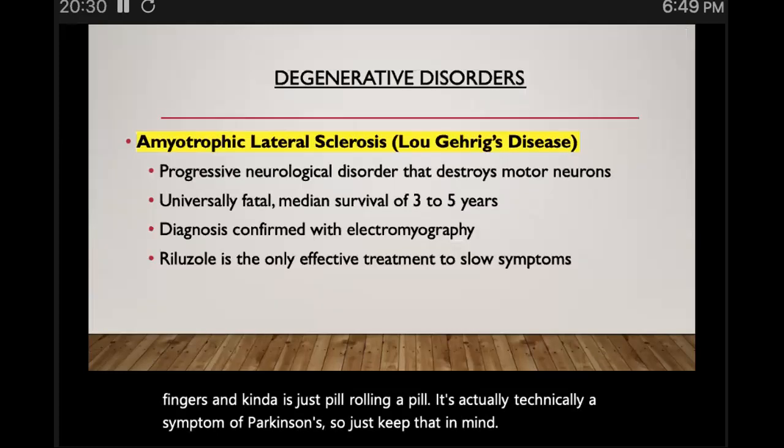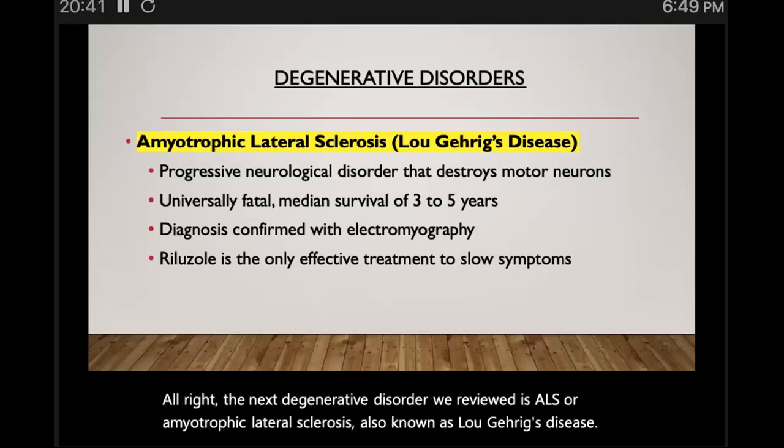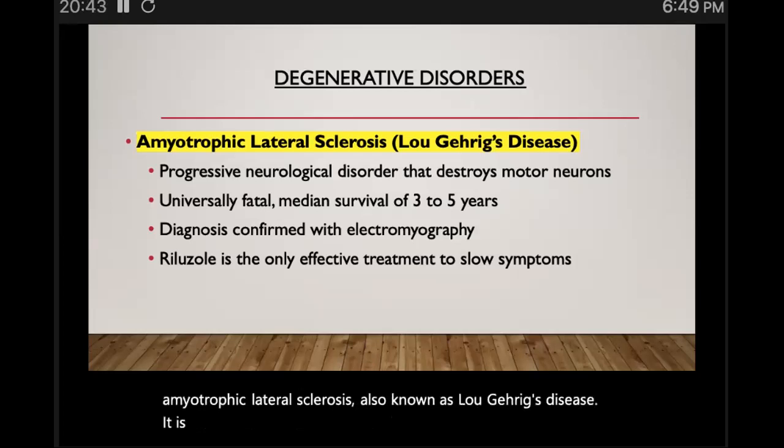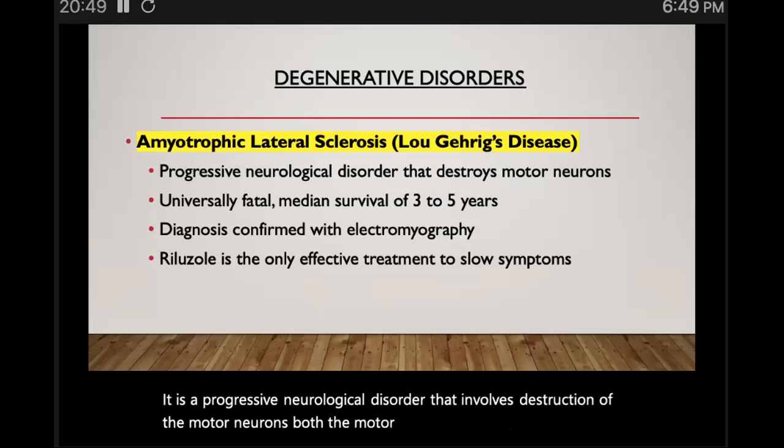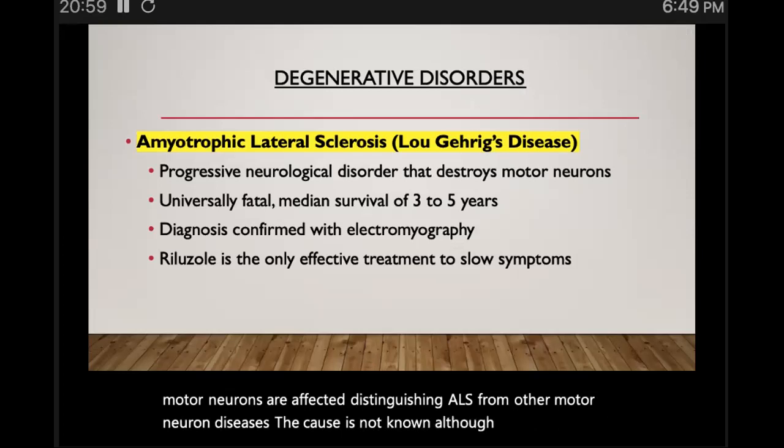All right, the next degenerative disorder we reviewed is ALS, or amyotrophic lateral sclerosis, also known as Lou Gehrig's disease. It is a progressive neurological disorder that involves destruction of the motor neurons. Both the upper motor neurons and lower motor neurons are affected, distinguishing ALS from other motor neuron diseases. The cause is not known, although approximately 10% of cases are genetic.